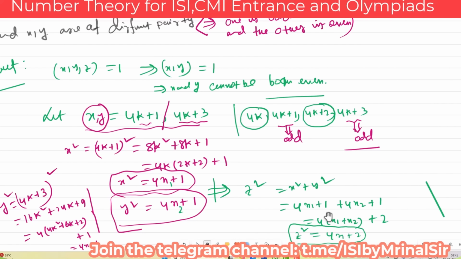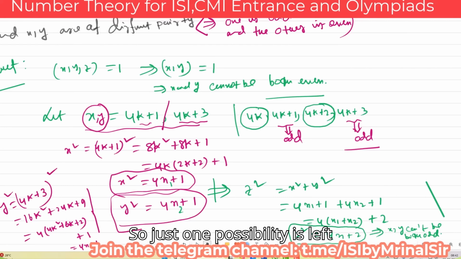So x and y cannot be both odd, am I clear? So this implies that x and y can't be both odd. So just one possibility is left: x and y, one of them should be even, the other one must be odd.